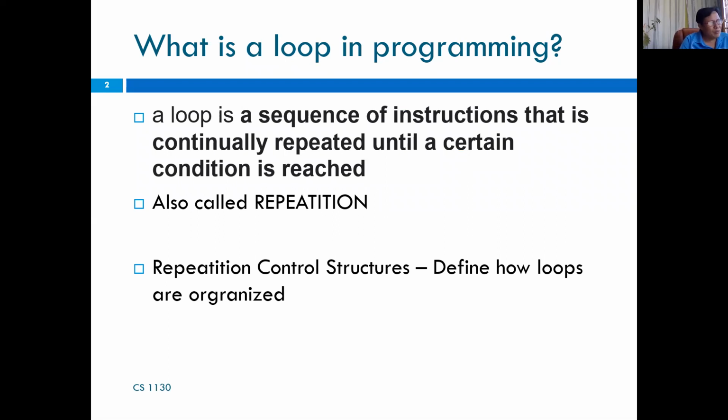When you're writing a program, you may have to do repetition. A loop is a sequence of instructions that is continually repeated until a condition is reached. It is also called a repetition. Sometimes we call them repetition control structures. These are programming language commands that define how loops are organized, how loops are created.